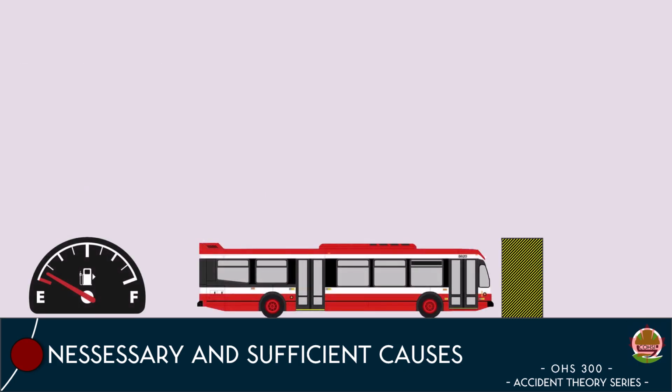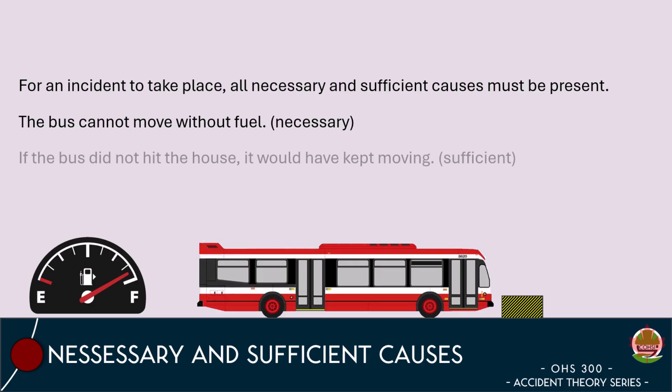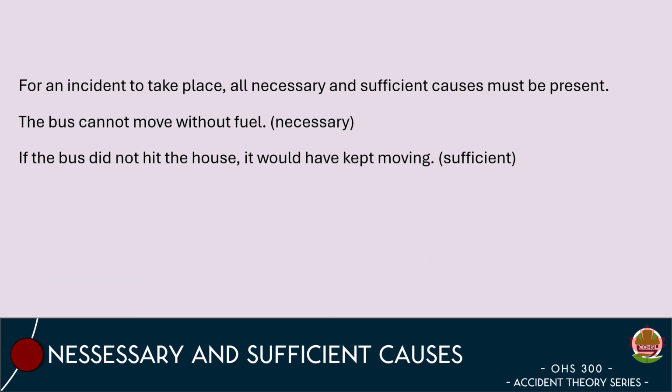For an incident to occur, both necessary and sufficient causes must be present. If the bus lacked fuel, it would not have moved forward in the first place. Likewise, if there was no building in its path, the bus would not have collided and come to an abrupt stop. In occupational health and safety investigations, many factors leading to an incident are considered necessary, but they must combine in a way that makes the scenario sufficient to cause the incident.